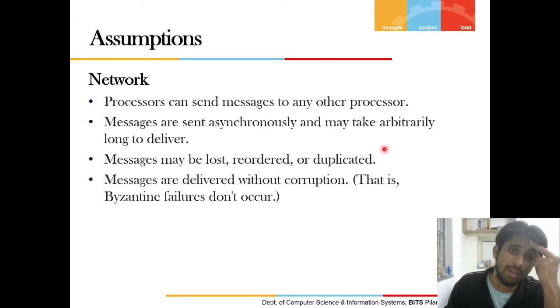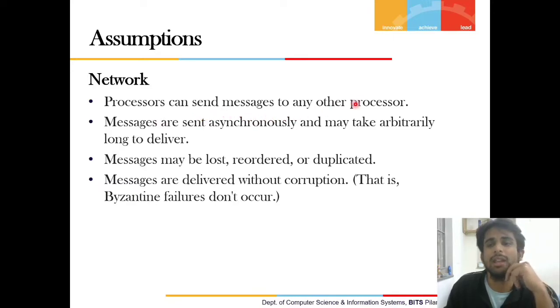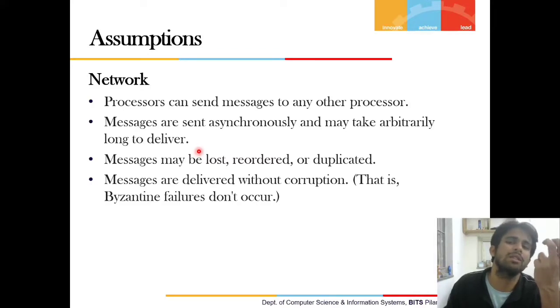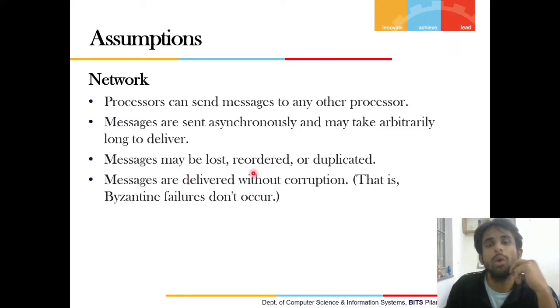Some of the assumptions regarding the network are: a processor can send a message to any other processor. Messages are sent asynchronously and may take arbitrarily long to deliver, meaning there are various reasons in the network for a message to be delivered with latency. Messages might get delayed. Messages may be lost, reordered or duplicated, but messages are delivered without corruption, meaning we are not considering Byzantine failure.